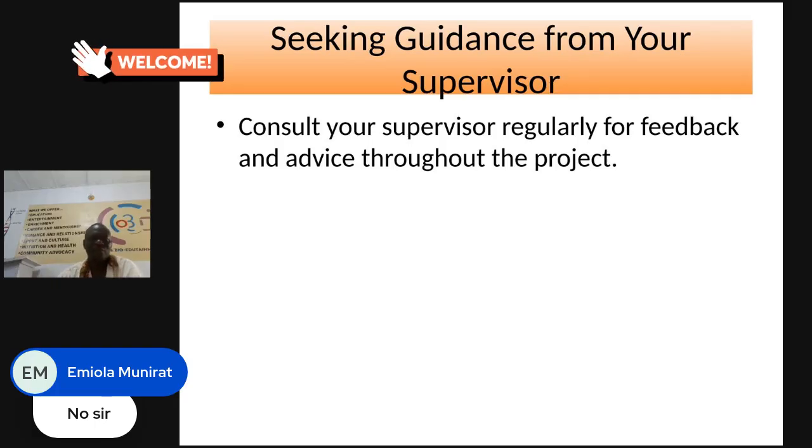Seeking guidance from your supervisor. Consult your supervisor regularly. There are so many times you have to be consulting: sir, I want to show you this, can you just help me to do this? And this time around we will do more of it online. What I mean is that sometimes you might need my attention and I may not have it. I may not have the time.